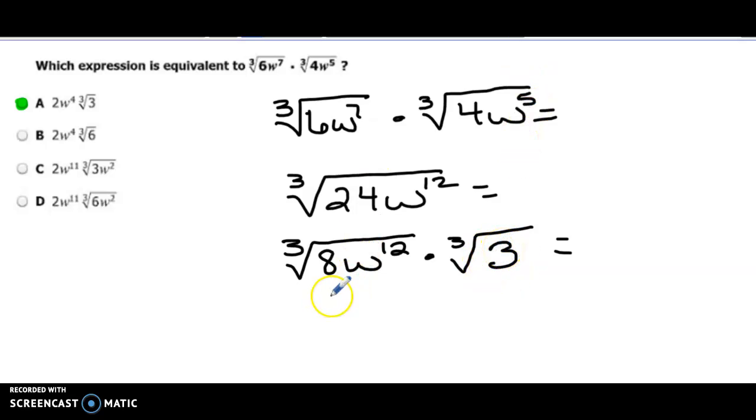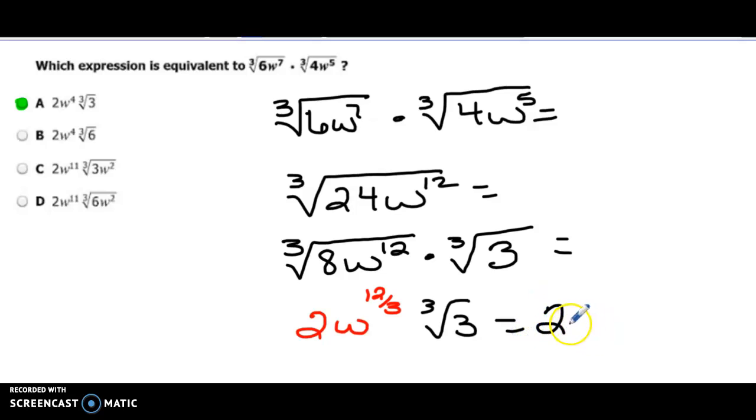So now I bring out my perfect cube. The cube root of 8 is 2. W to the 12 divided by 3. And I can't forget my cube root of 3 that I have left over. So final answer, 12 divided by 3 is going to give me w to the 4th and the cube root of 3. So that's answer A.